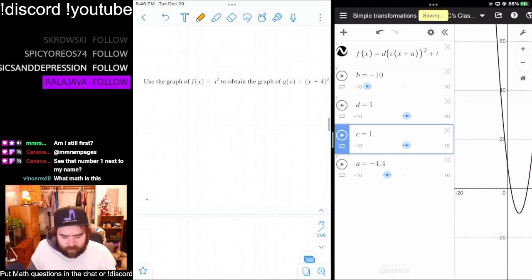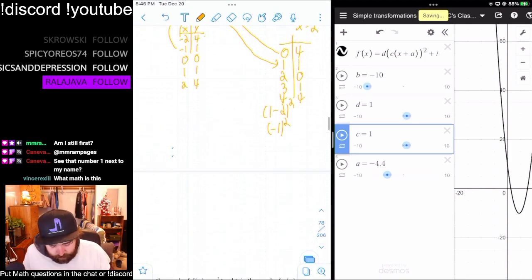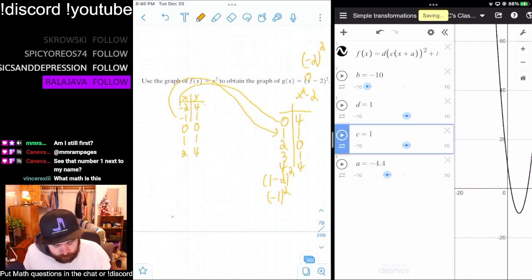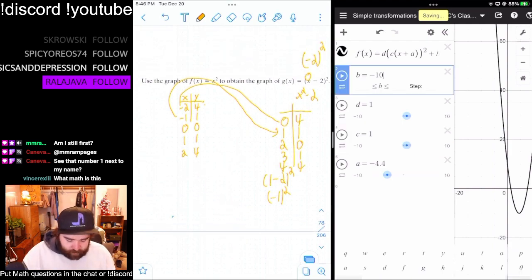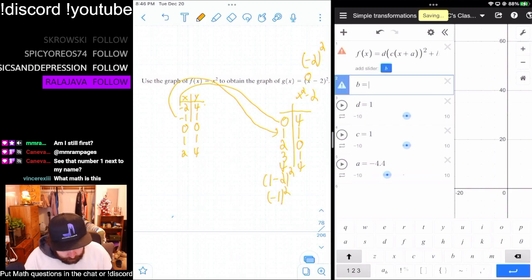So look, here we just have another example. So what do we even want to look at here? Do we ever look at that on Desmos? So we need to make b 0 again.